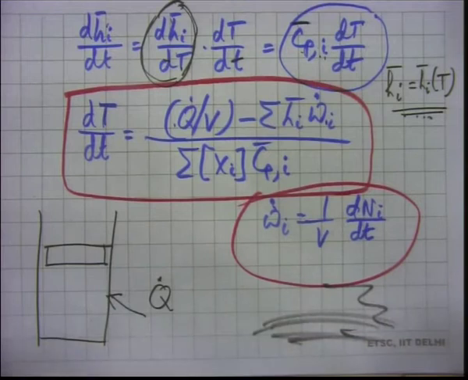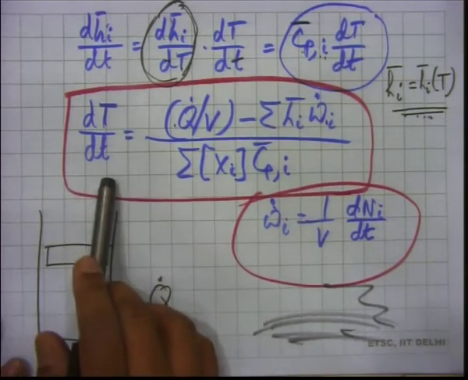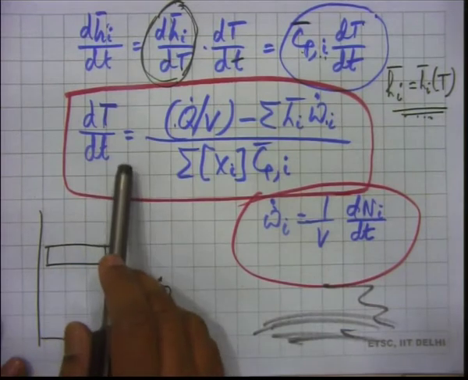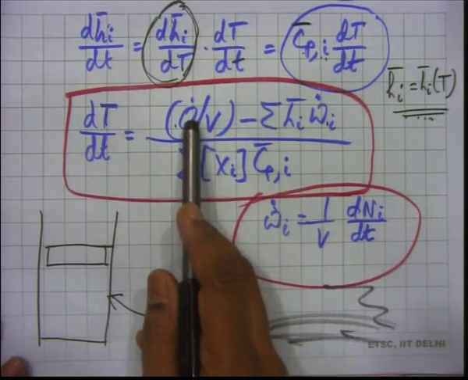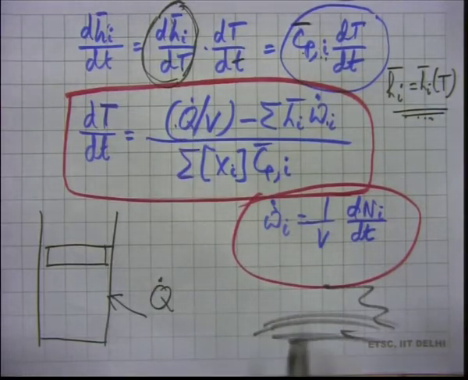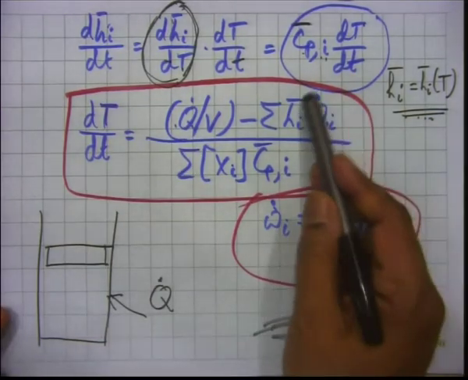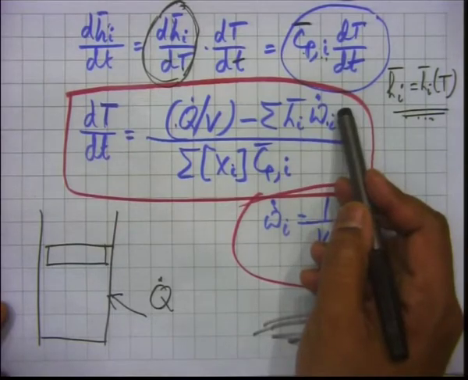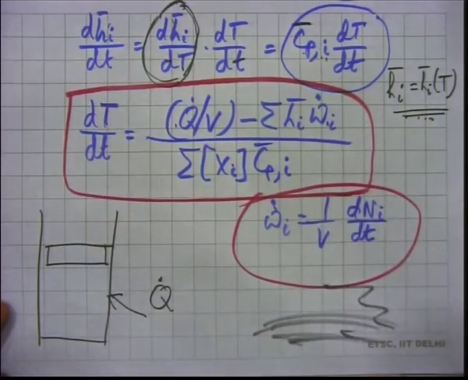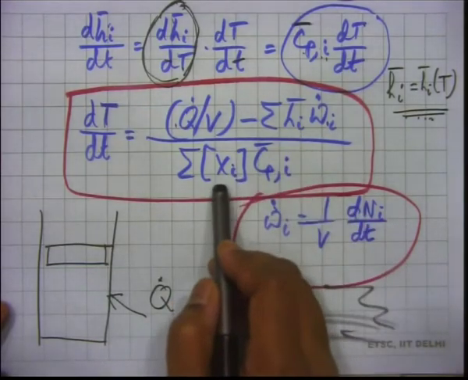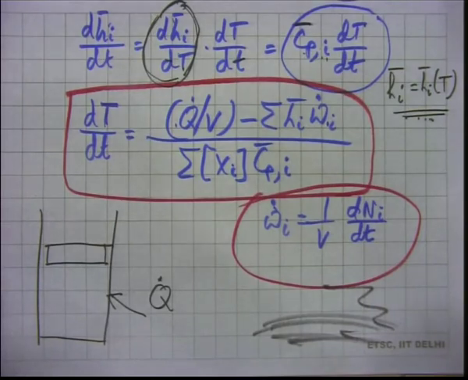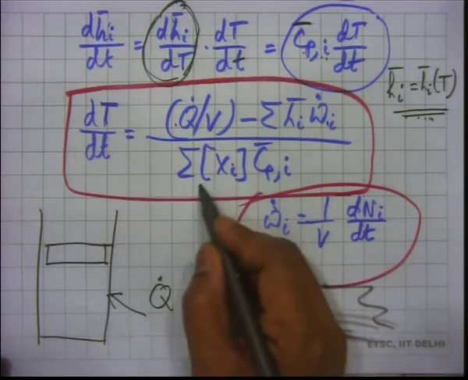So, what I was saying is, we were looking at this equation and trying to think how the evolution of temperature depends on various things. The first thing we understood is that this will depend on q dot, and this will also depend on the reaction rates. So, this will depend on omega dot i's.